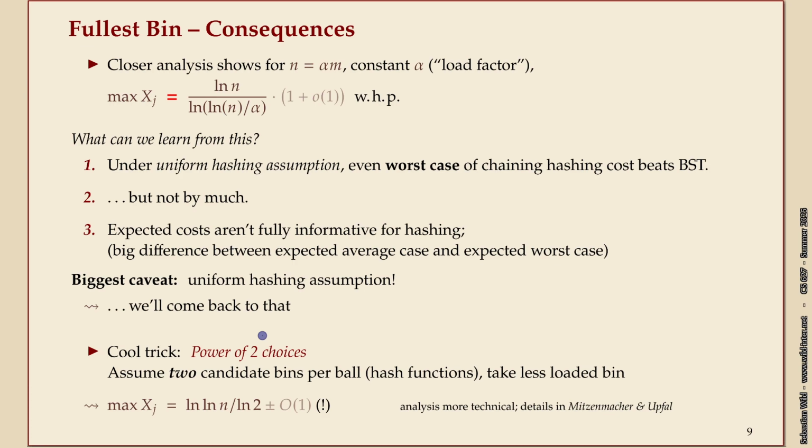If you could do more than two hash functions, this only changes the constant, so not much more is happening there. The analysis for this is doable, but takes more time. So if you want to see it, it's explained nicely in their book. But the idea is worth keeping in mind. If you just take the less loaded bin of two random ones, then you get much sharper concentration.